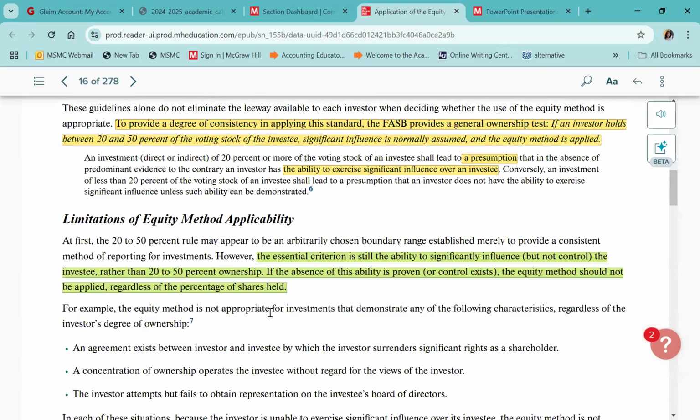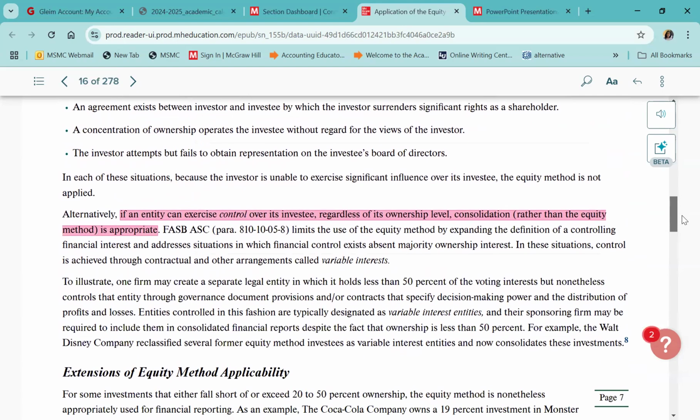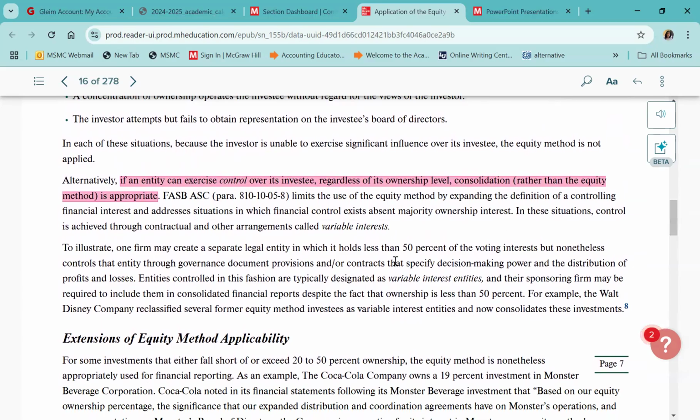Again, if we feel that the investor may not have the ability to exercise significant influence, then we are not going to use the equity method. Here, if we feel that an entity can exercise control, not just significant influence, regardless of the ownership level, then consolidation is the most appropriate method of accounting.